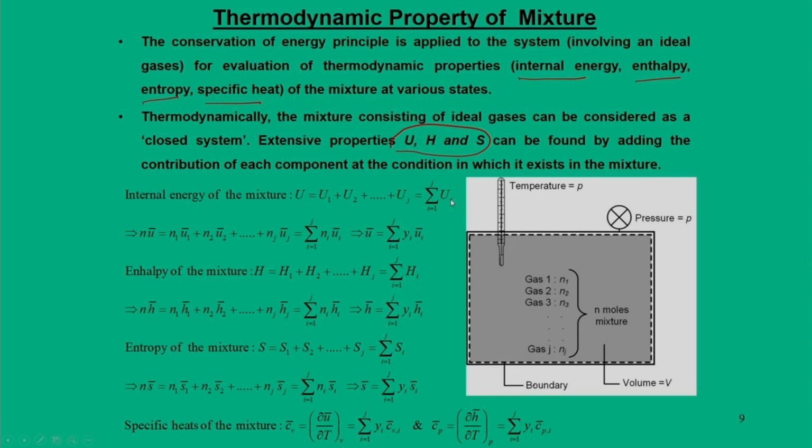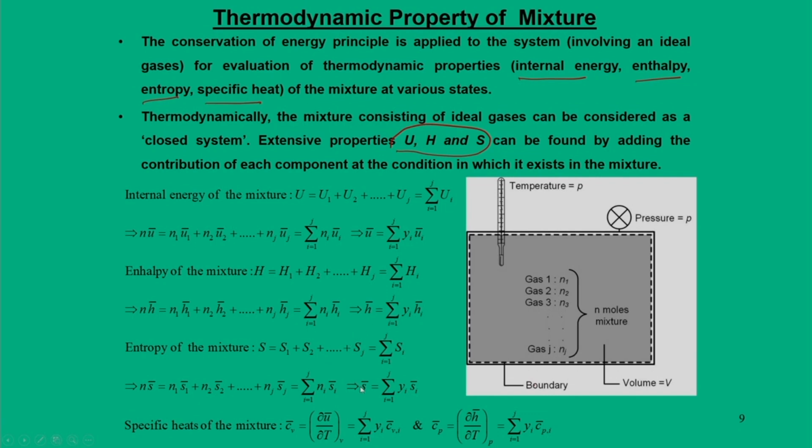U is equal to the summation of Ui, and U can be regarded as number of moles times U bar, where U bar is the specific molar internal energy. So, from N u bar we can find out u bar is equal to the summation of Yi into ui bar. In the same line, we can find out the enthalpy of the mixture: H is equal to the summation of Hi, and small h bar is equal to the summation of Yi hi bar.